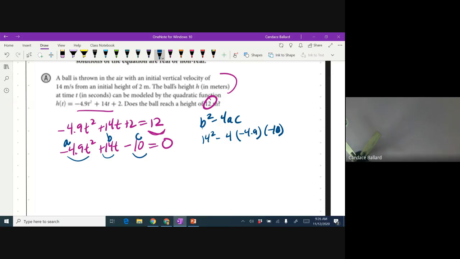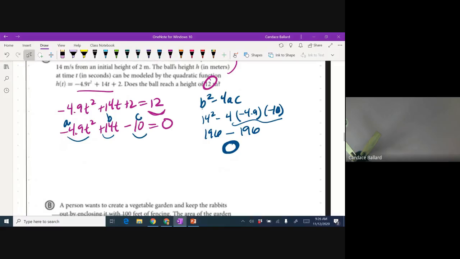All right, help me out. What's 14 squared? Tell me in the chat. What are we getting for 14 squared? All right, good job, 196. And then I happened to do this part here and I got a negative 196. So we are exactly equal to 0. So in this particular case, tell me in the chat, how many solutions do we have? And what type? So are they real, are they imaginary, and then how many?